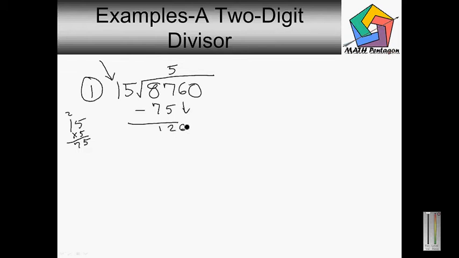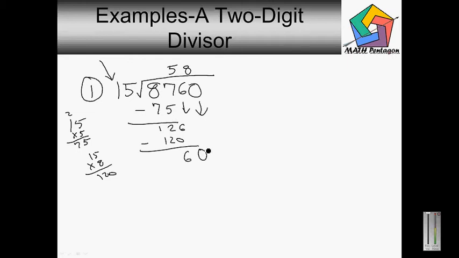Drop down the 6. 15 goes into 126 8 times. That's the closest number. To show you, 15 times 8 is 120. So you put 120 here. 126 minus 120 is 6.